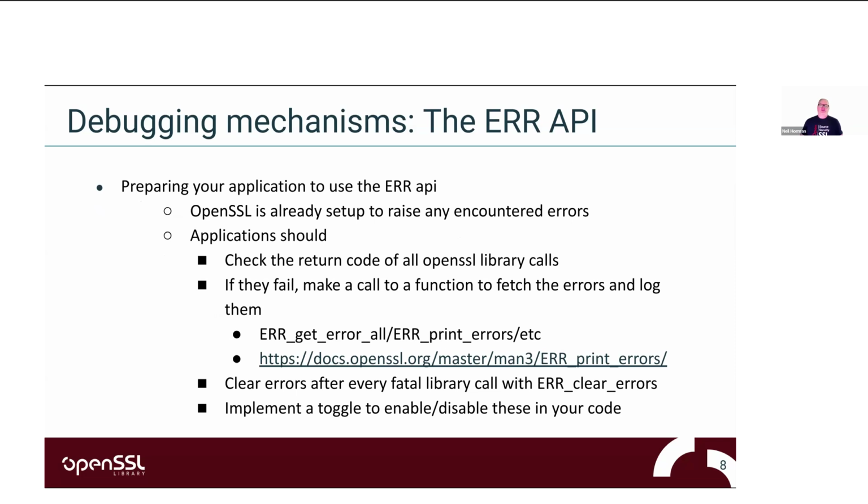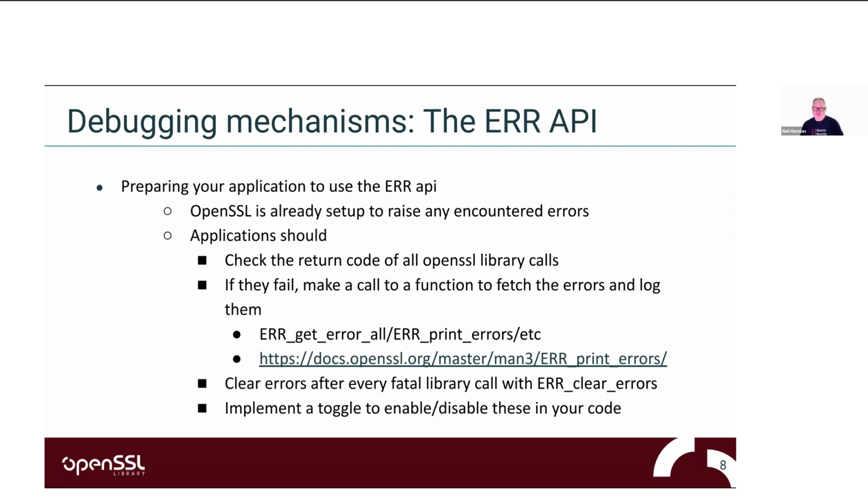Preparing your application to use the error API. OpenSSL, by default, always when built, is set up to raise encountered errors via this API. In order to make use of it, applications should do the following. First and foremost, you should always check the return code of any OpenSSL library calls, because that will give you an indicator that there is something on the error stack to report that you can interrogate.